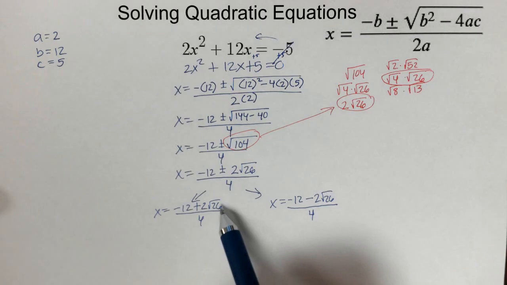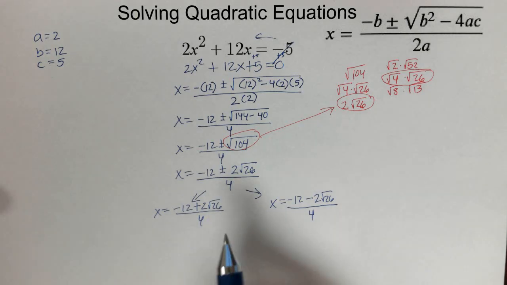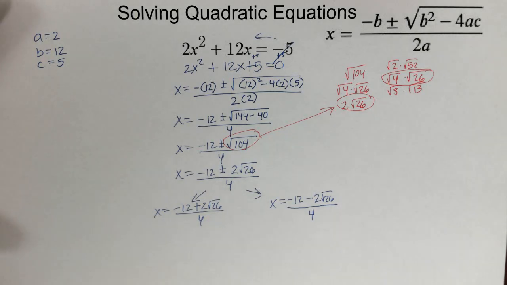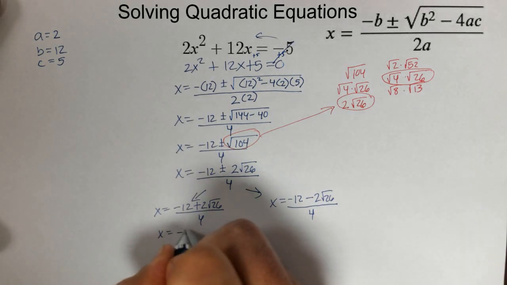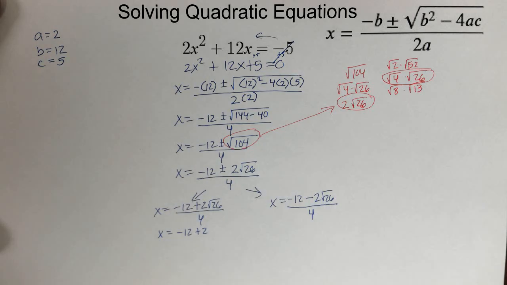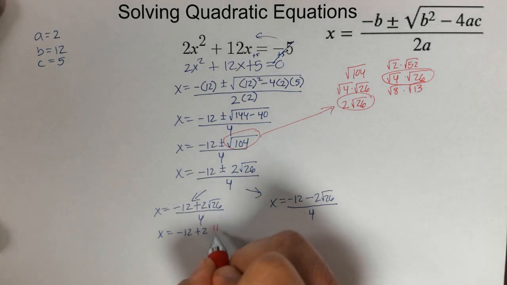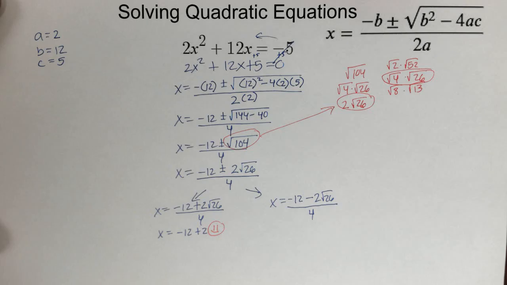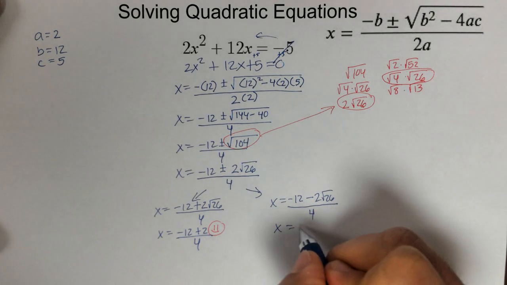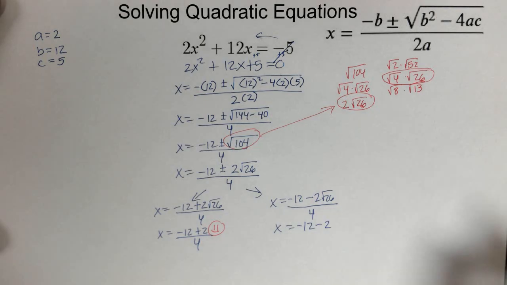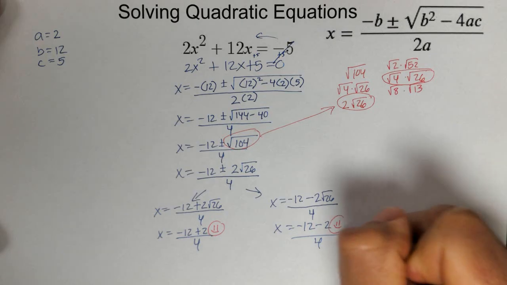Now, I can't really divide 26 by 4 because 26 is in the radical and 4 is not, and these are not like terms. So I'm going to temporarily change that to a happy face. Let's say that we have x equals negative 12 plus 2, and instead of the radical, I'm going to put a little happy face divided by 4. I just want to accentuate the fact that the 26 cannot be touched.